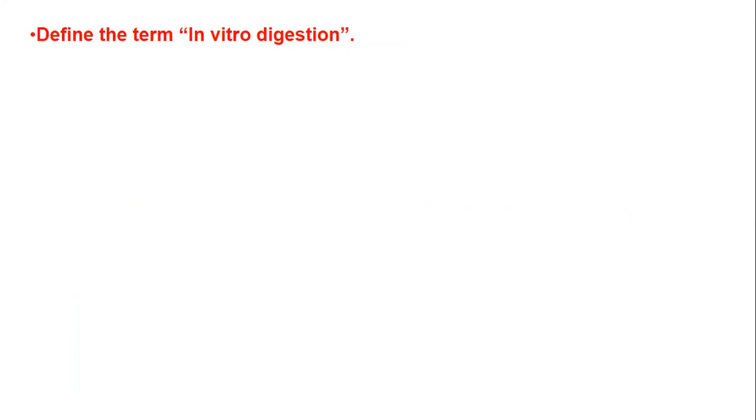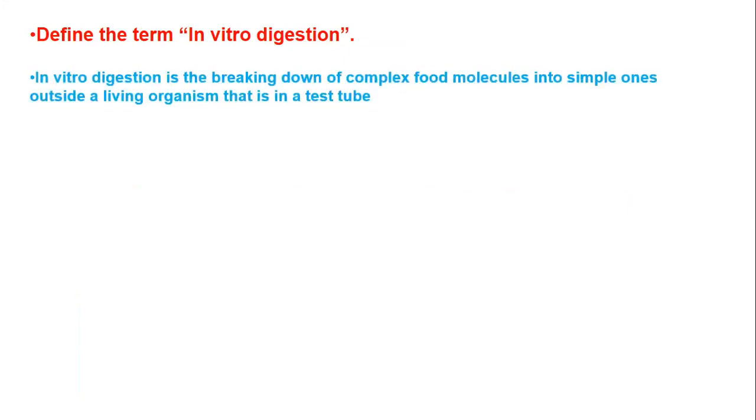Define the term in vitro digestion. In vitro digestion is the breaking down of complex food molecules into simple ones outside a living organism, that is, in a test tube, which is made in the laboratory.